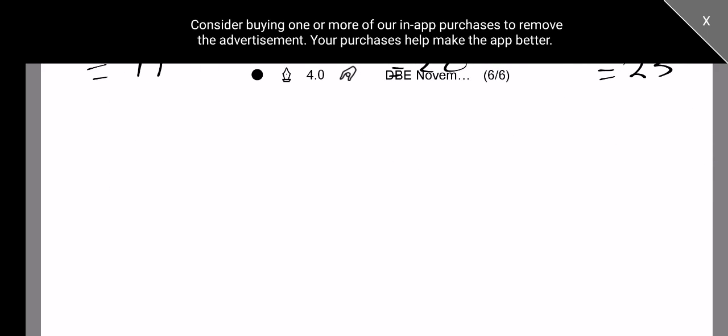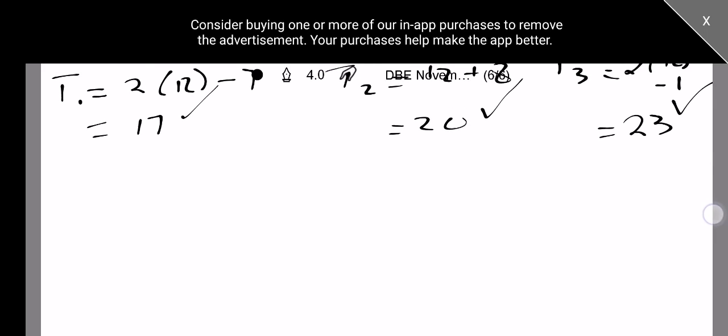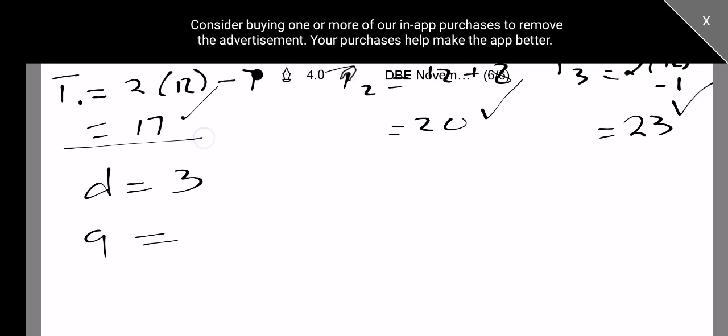Now you can already tell by inspection that the difference is going to be 3. 20 minus 17 is 3. 23 minus 20 is 3. So our d is 3. Our a is the first term, which is 17.